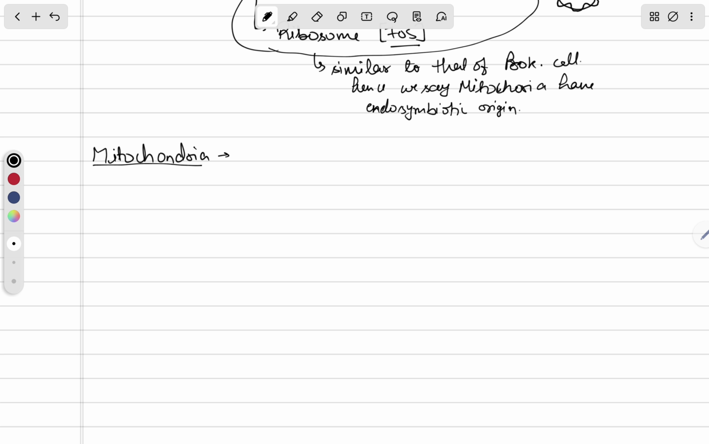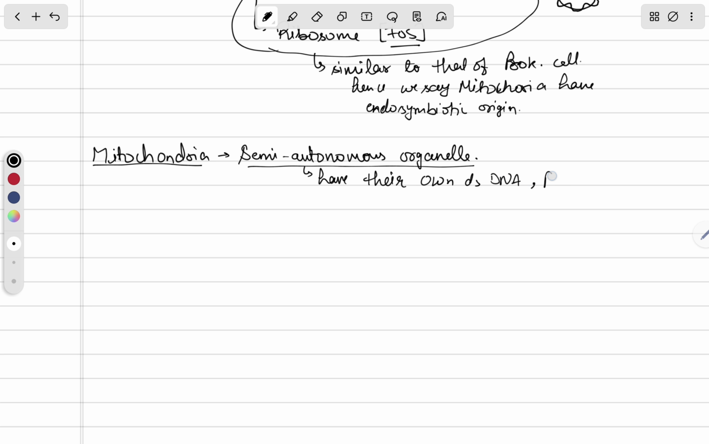Mitochondria is a semi-autonomous organelle. Why is it a semi-autonomous organelle? Because they have their own double-stranded DNA which is circular, then ribosomes and some RNA components. That is why mitochondria is known as a semi-autonomous organelle.